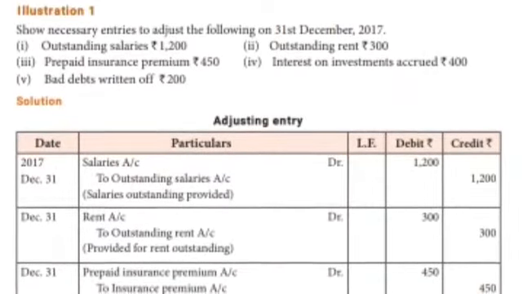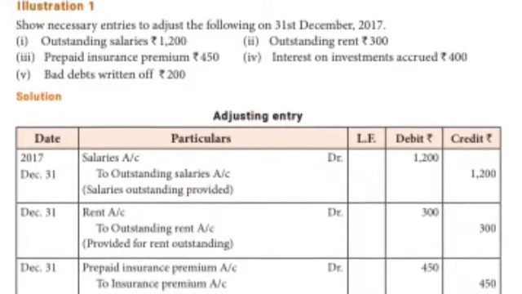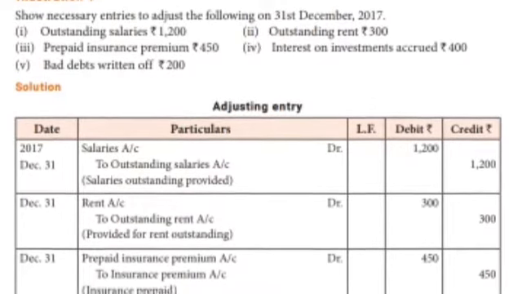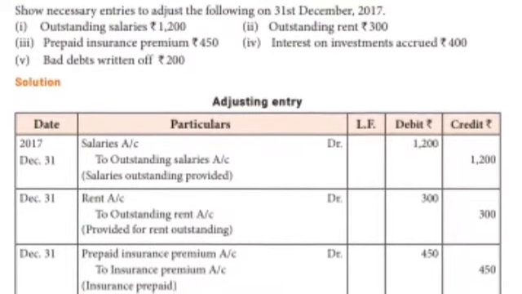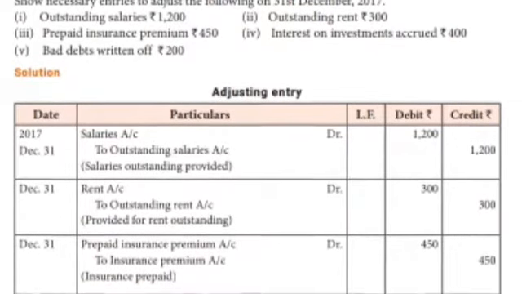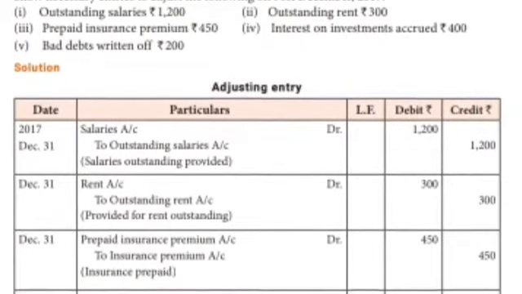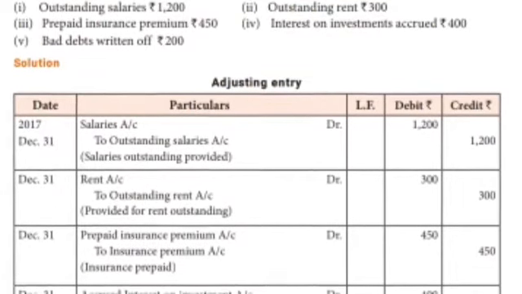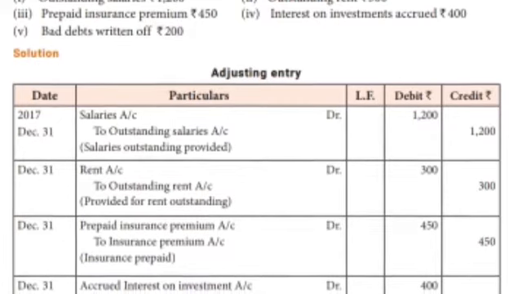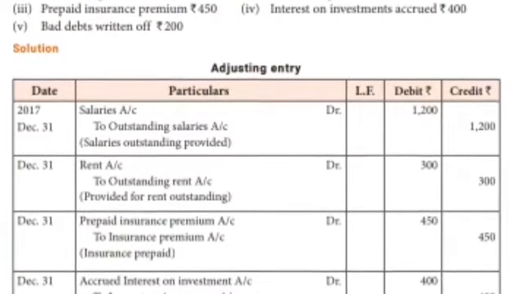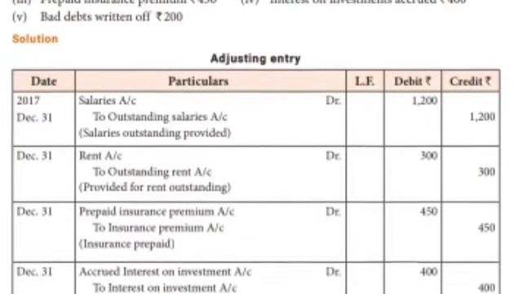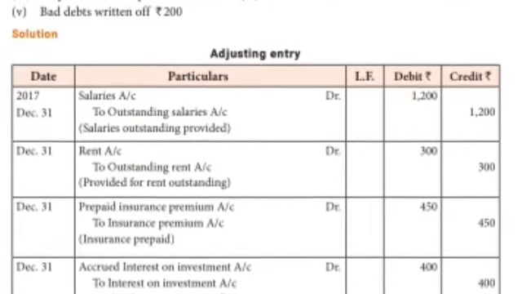Adjustment, your textbook page number 290. Necessary entries to adjust the following on 31st December 2017. Now we are going to do these journal entries. Outstanding salary is 1200. Already we saw the theory. What is the adjusting entry for outstanding salary? The account that we have to give in the outstanding has to be debited. So salary account debit to outstanding salaries.